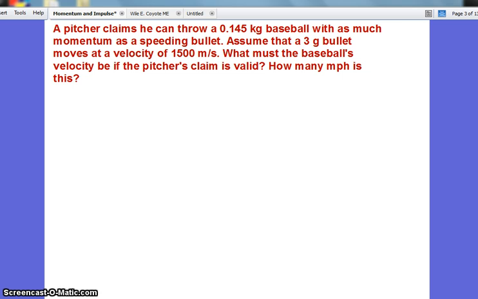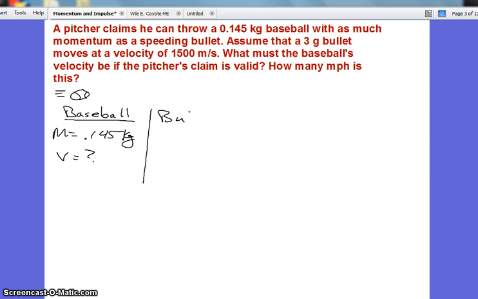We want to, of course, convert this to miles per hour to see if this makes sense, because we typically think of things in miles per hour instead of meters per second, which is the units that we get. So, trying to see if this baseball can move at a speed that will give it the same momentum as a bullet. Since we have two objects, I'm going to write my givens according to each. The baseball has a mass of 0.145 kilograms, and we need to find out how fast it's moving.